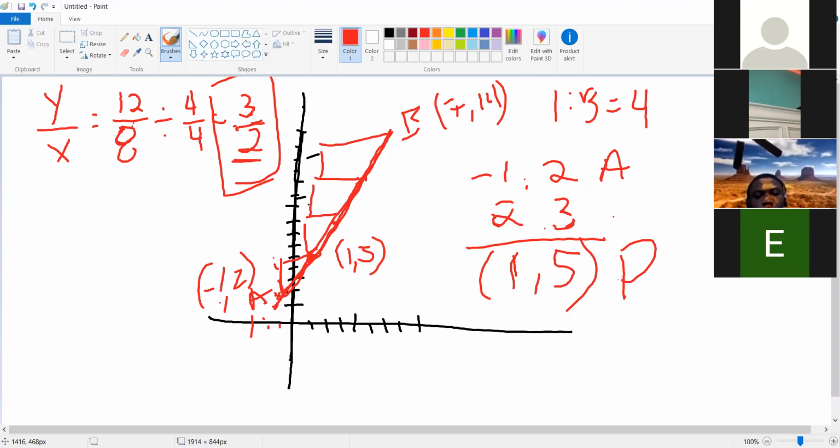Is that clear as mud? Anybody not understand how we got that?